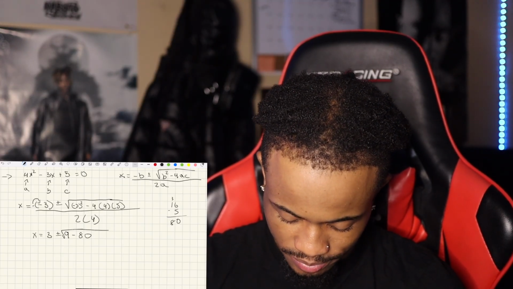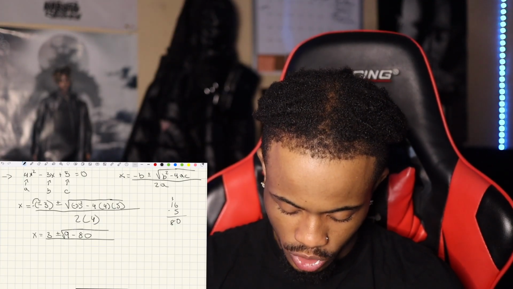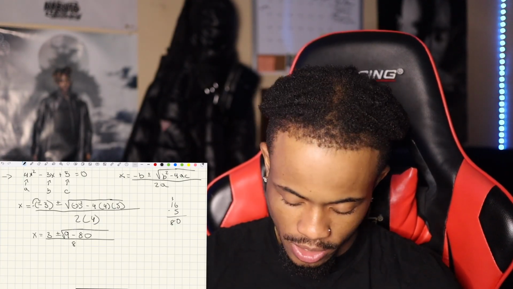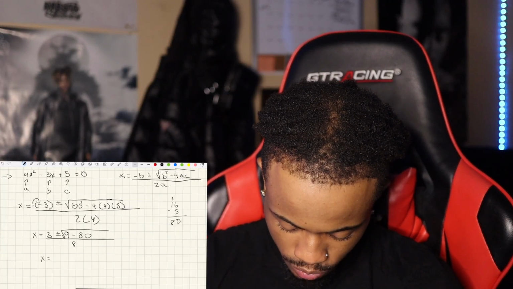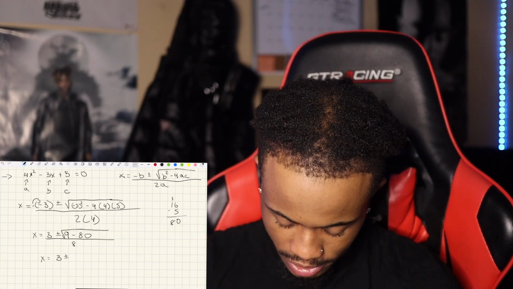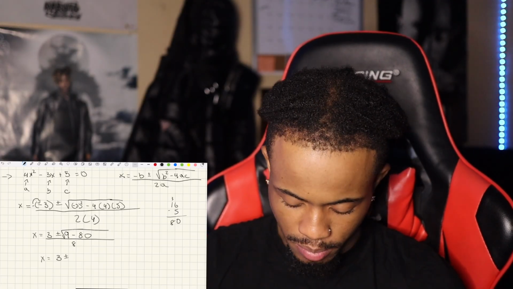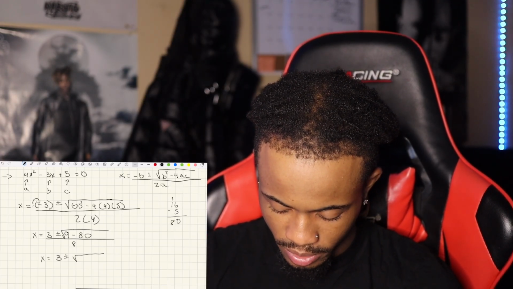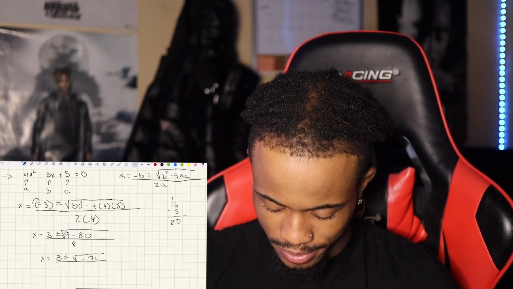That would have been an easier way to do it. Square root goes right here. And now we draw a line. 2 times 4 is 8. So this is what we're left with right now. So 9 minus 80, we're going to get x is equal to 3 plus minus the square root of 9 minus 80. I probably should have used better numbers for this. But 9 minus 80 is going to be negative 71 over 8.